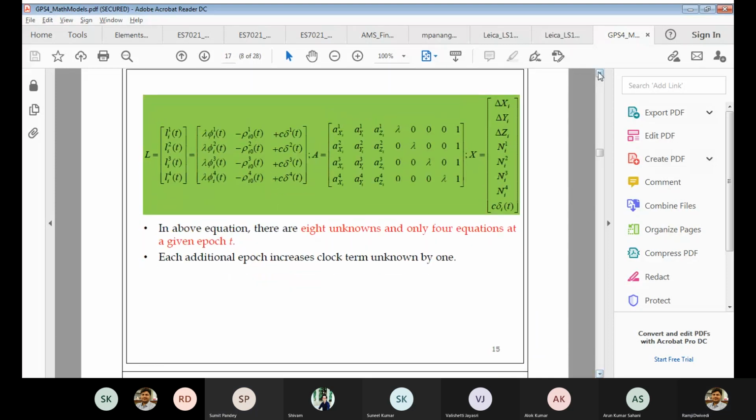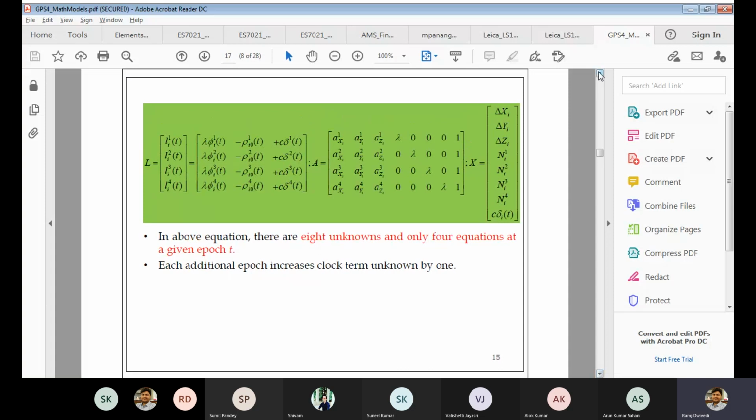Now this L, A, and X, you can write it down, and that becomes your V equals AX minus L kind of format, which you can simply start working with. Obviously, what is more important is that you should also understand the number of observables required, number of unknowns available, etc.